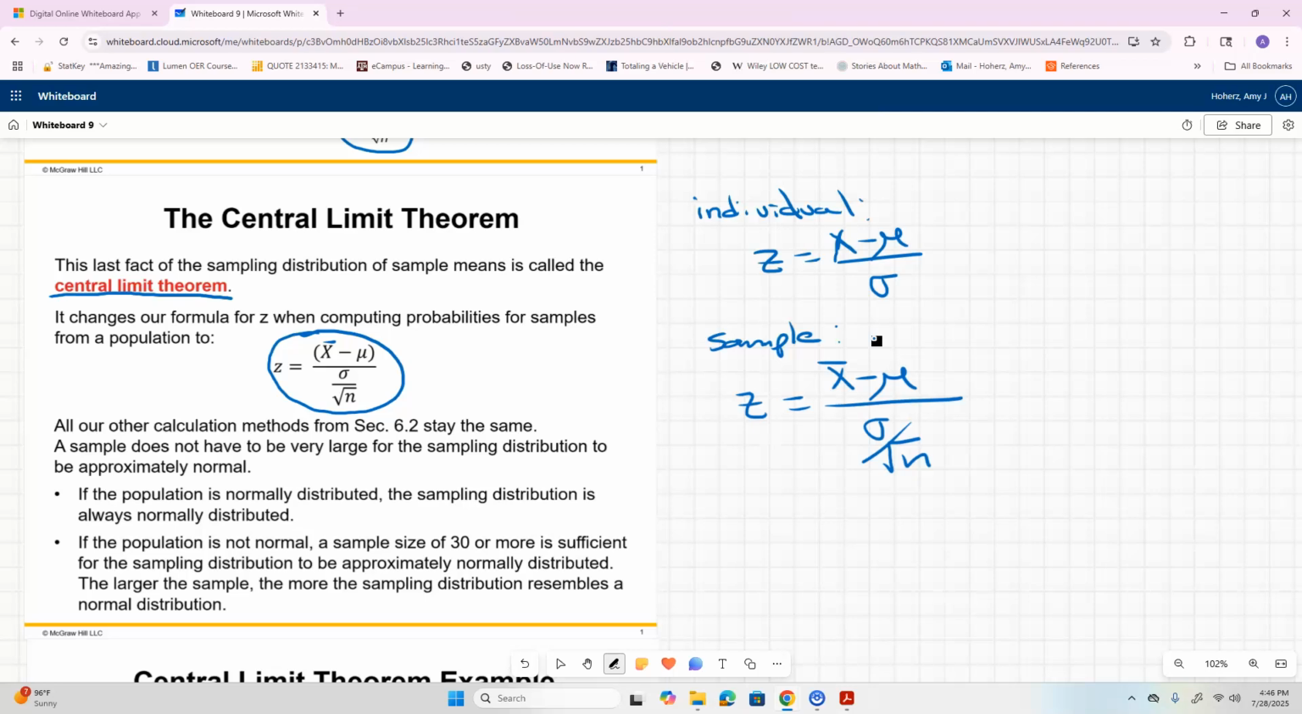And then it says all our other calculation methods from 6.2 stay the same, 6.1 and 6.2. A sample doesn't have to be very large for the sampling distribution to be approximately normal. If the population is normally distributed, the sampling distribution is definitely going to be normally distributed. But even if the population wasn't normally distributed, if you get a sample size of 30 or more, then the sampling distribution, the distribution of the sample means, is going to be approximately normally distributed. And as we said, the larger the sample, the better, basically.